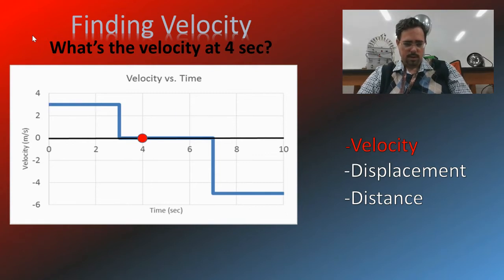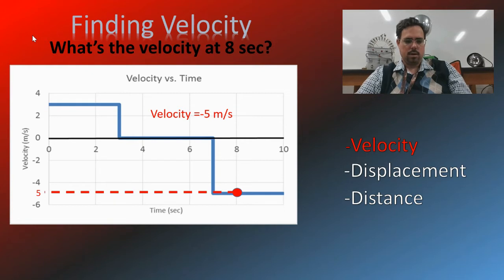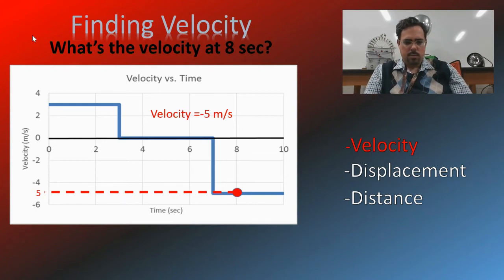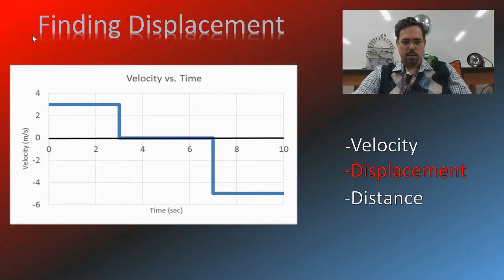What about 4 seconds? 4 seconds is right on the 0 line, so the velocity, therefore, is 0. And then at 8 seconds, the velocity is -5. How do we know that? Because -5 is in between -4 and -6, which is where this line ends up being on the graph. So to find the velocity, you just have to look at where that particular time is on the graph. Finding displacement and distance is going to take another step, so let's see how to do that.